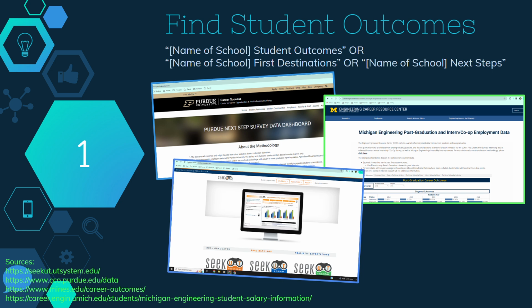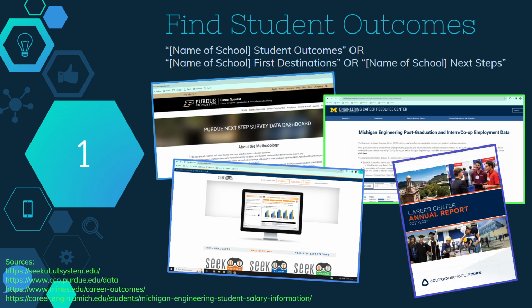If you search for any school within the system, you will not get this website. So I will provide all the links and all the sources that I'm providing in each of these at the end of the video so that you can go directly to where you need to go to get the information. But this is just showing you examples of what the different things look like. Colorado School of Mines, the last one on here, they call it their Career Center Annual Report.